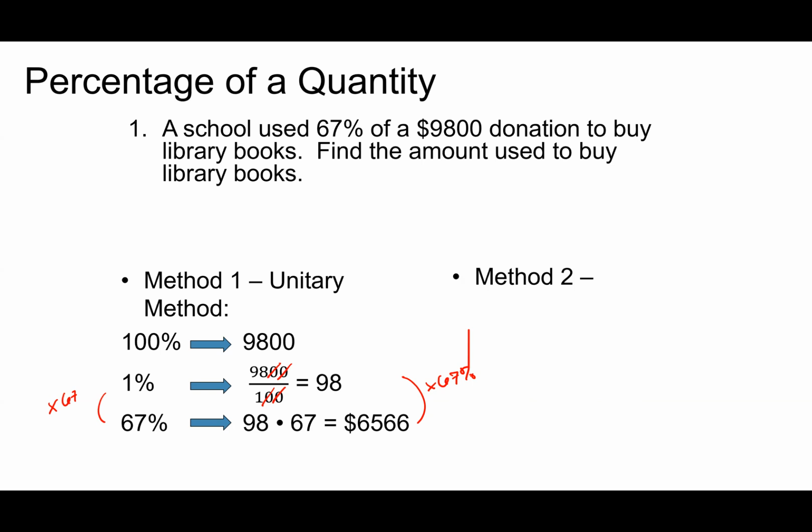All right, method 2 is to set this up as a fraction. So if I'm going to find 67% of 9,800, how do you set that up as a fraction? What do you write? Can somebody tell me? What is 67% written as a fraction? McKinley? Yes, 67 100ths. And then we would multiply it times 9,800. We're going to get the same answer.